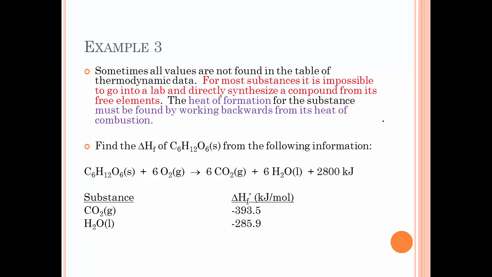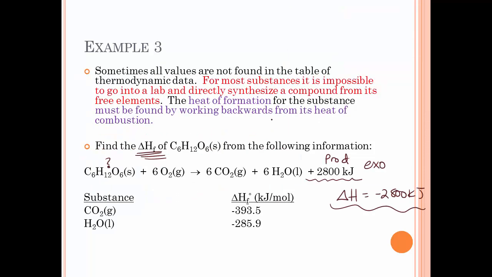All right, 2 more quick examples. This one's going to be a little bit different. We're actually going to solve for the delta H of a compound rather than the delta H of the reaction. So the delta H of this reaction is already known. They're telling us that 2,800 kilojoules is a product, and if heat is a product, we know that it's exothermic. So we know that the delta H of this reaction is negative 2,800 kilojoules. Again, we know that it's negative because it was exothermic.